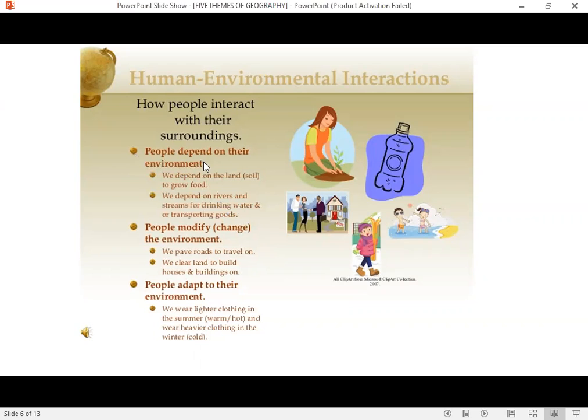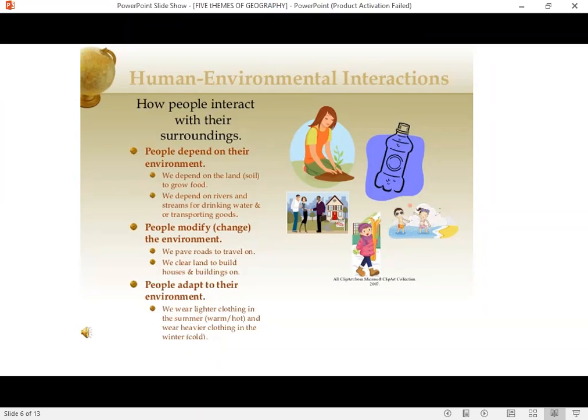Clear? The second type of interaction, that after we depend on the environment, sometimes there are changes. We try to modify the environment. We settle in a place, so we start building houses because we need to live there. We settle in a place, so we start paving roads. We start setting the roads in front of us, making them clear and good for cars and trucks to travel on. Do you understand?